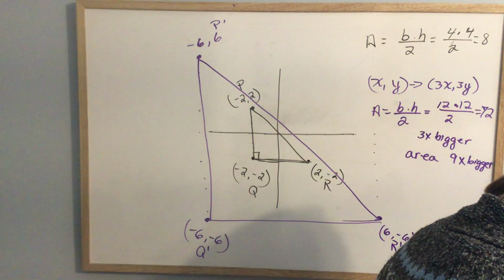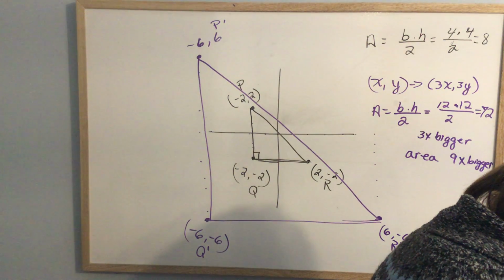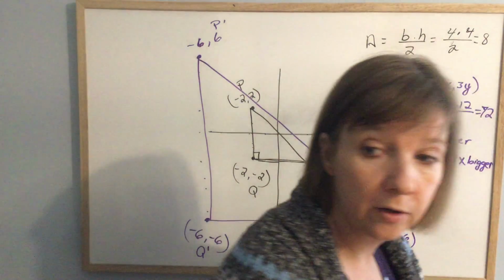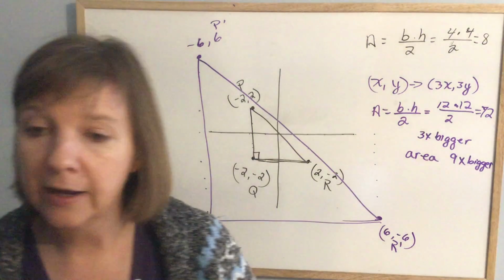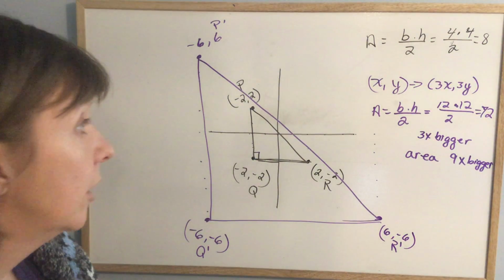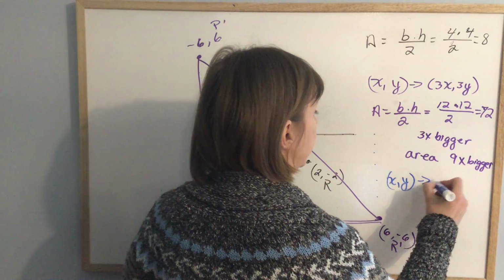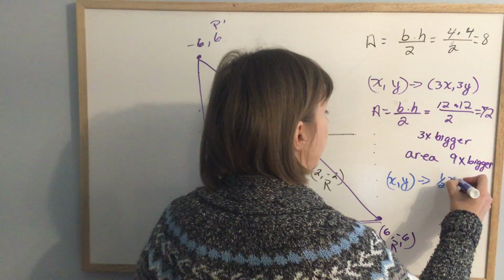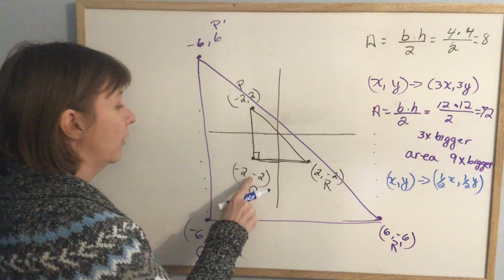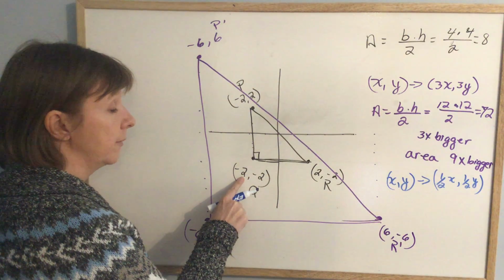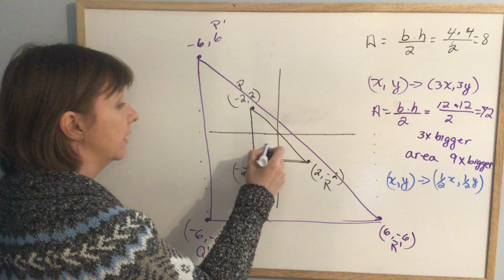The last 2 questions, E says find the image under, and we'll do this in a different color. It says, now take the black one, take PQR. So just take your regular XY. This time, do 1/2 X and 1/2 Y. In other words, cut it in half. So if I do negative 2 times 1/2, I'm going to get negative 1. Same thing here. So it's going to be negative 1 and negative 1.